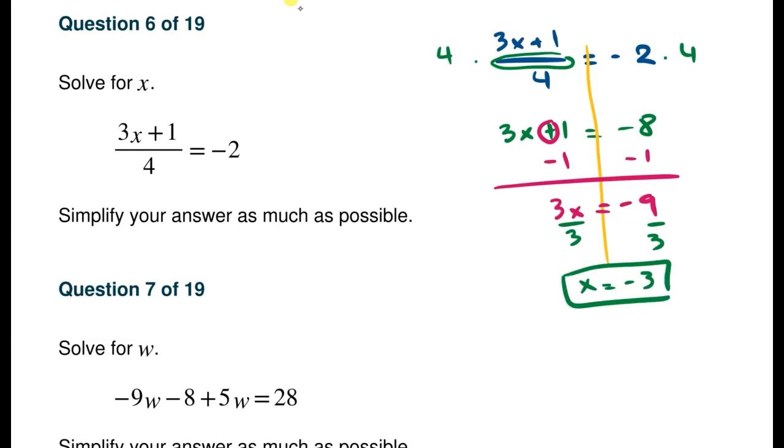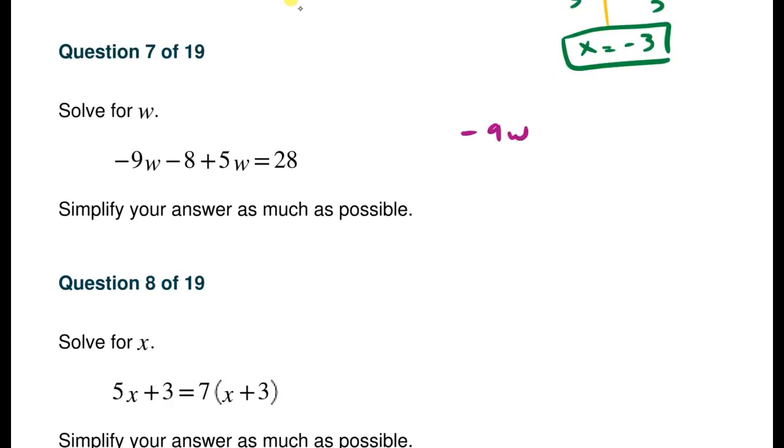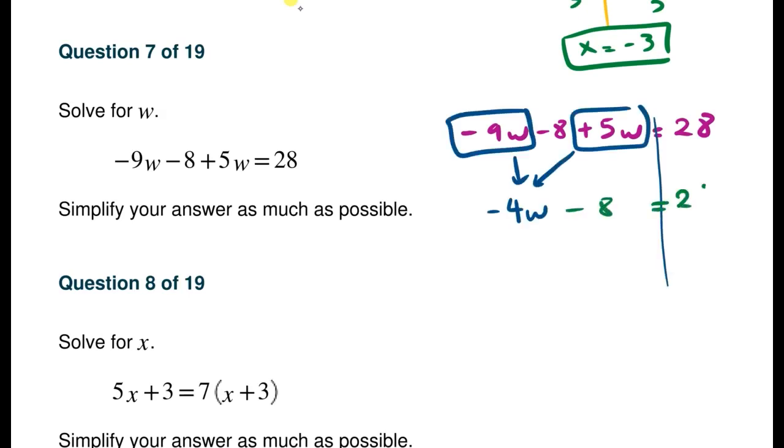Okay, we go down to 7. -9w minus 8 plus 5w equal to 28. Alright, so first we're going to combine like terms. We have -9w and positive 5w. So same sign we add, opposite sign we subtract. So -9 plus 5, we subtract, that gives you 4. And since 9 is negative and bigger than 5, the answer is negative. -4w minus 8 equal to 28.